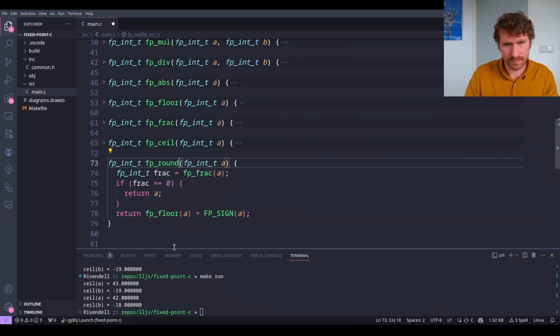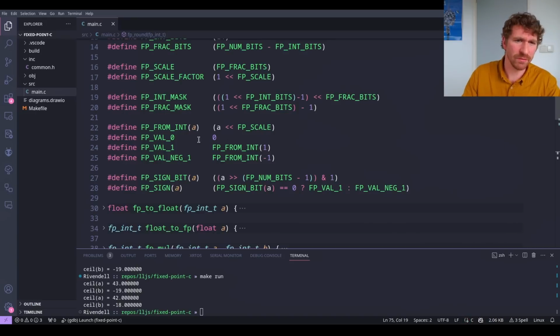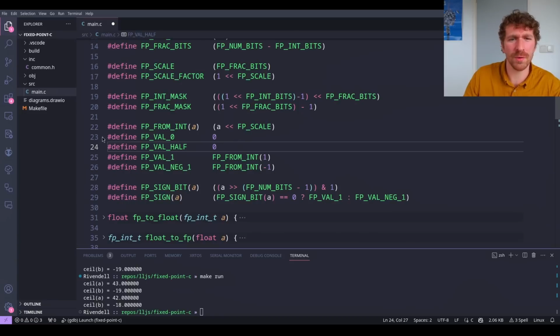FP round. We're going to round up or round down. So I'm going to add in one more thing here, right? We've got 0, we've got the value of 1, we've got the value of negative 1. I want to add in the value of half, right? So just 0.5. We could do this using the from floating point number function, right? I don't want to do that. It's not necessary. And also we can't do it as a macro. Well, we could, but we just have to call that number every time. And the point of having this is that it's hard coded.